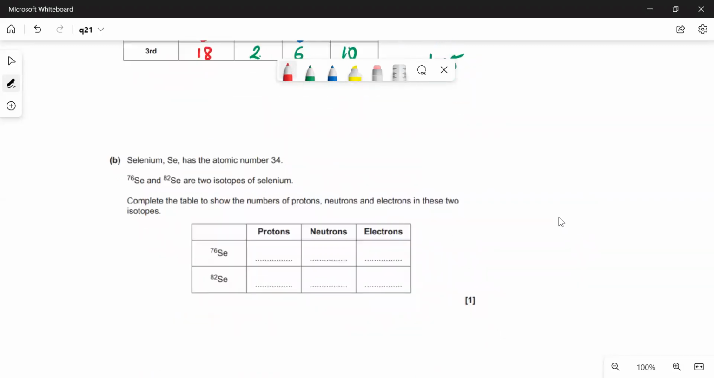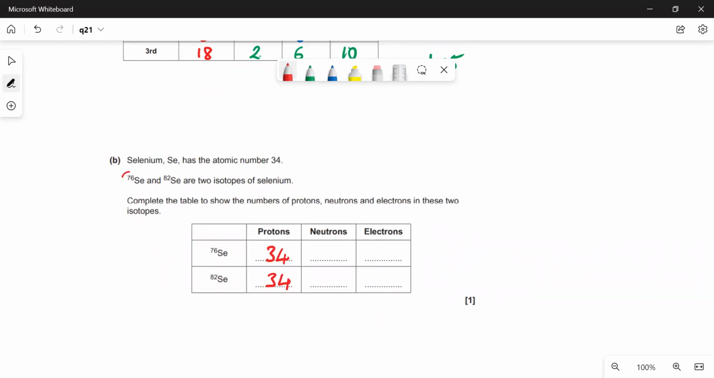Okay, selenium has atomic number 34, and we've got 2 isotopes, right? So we've got to fill in the number of particles. They've both got 34 protons. That's what makes it selenium, isn't it? Having that number of protons. How do you work out the number of neutrons?